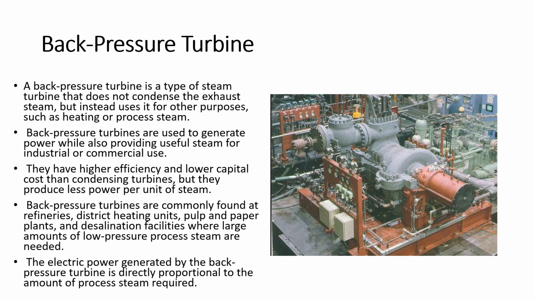They have higher efficiency and lower capital cost than condensing turbines, but they produce less power per unit of steam. Back pressure turbines are commonly found at refineries, district heating units, pulp and paper plants, and desalination facilities where large amounts of low-pressure process steam are needed. The electric power generated by the back pressure turbine is directly proportional to the amount of process steam required.